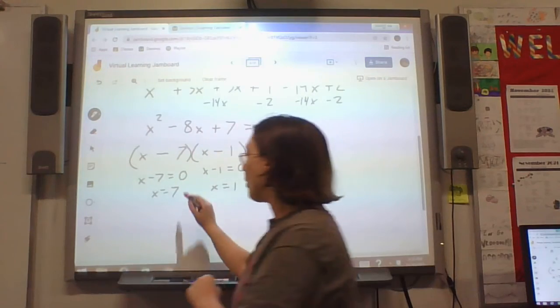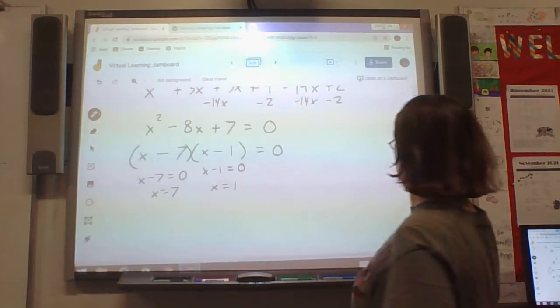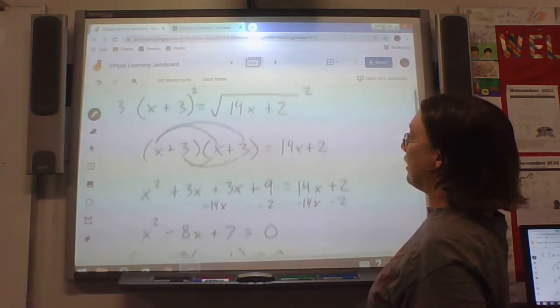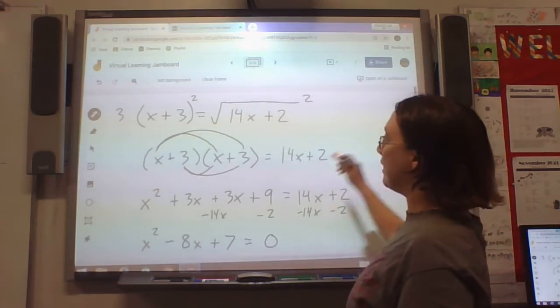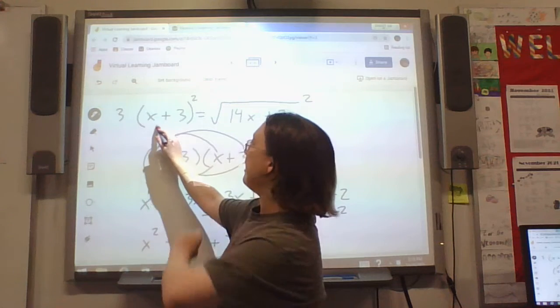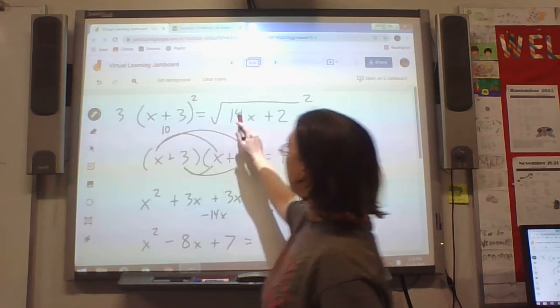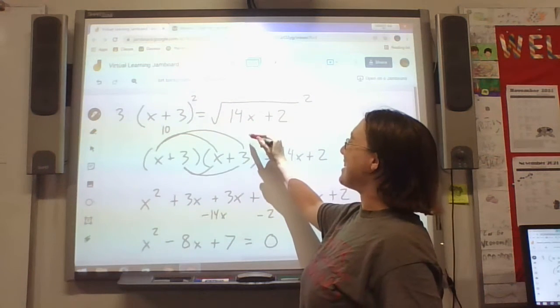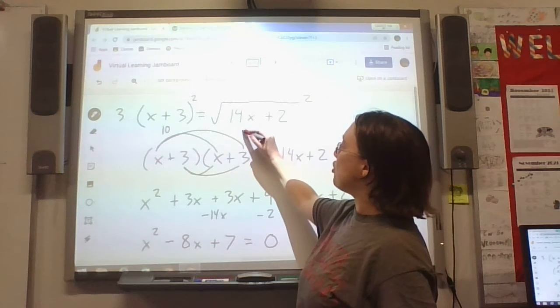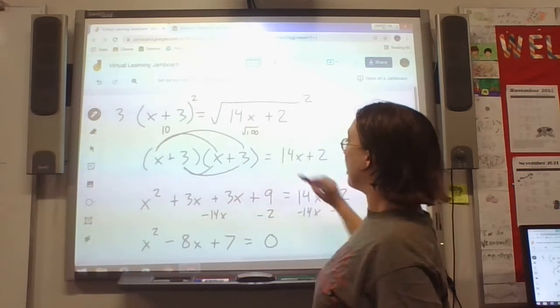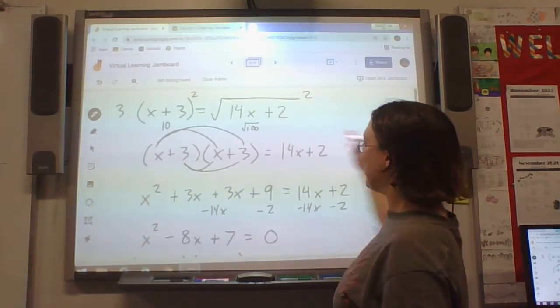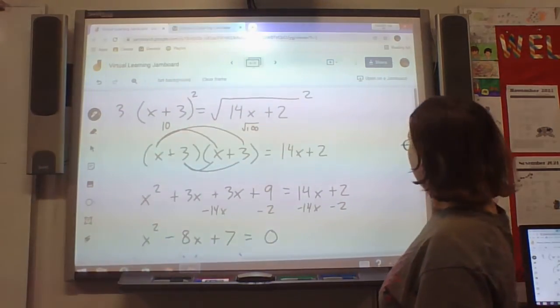And then we're going to go back, double check those answers, plug them in, make sure they give us what we're looking for. So if we take 7, plug it back in, we get 7 plus 3 is 10. 7 times 14 is 98. 98 plus 2 is 100. So that one checks out, because the square root of 100 is 10.